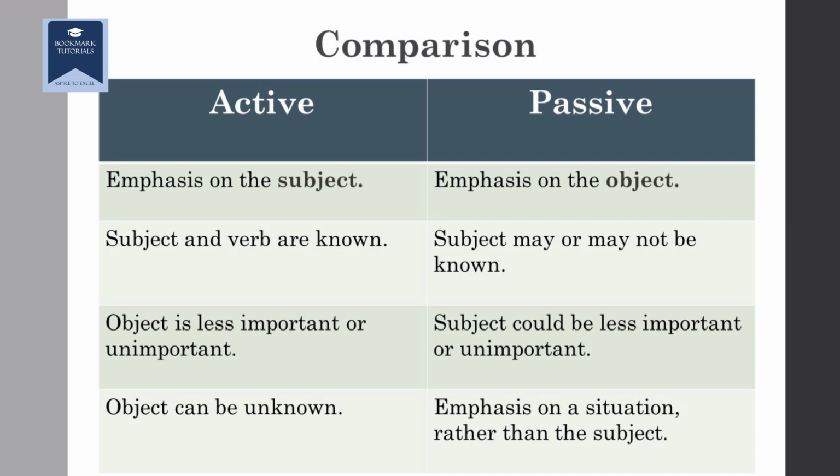For example, when we say Tom painted the entire house, which is in active voice, we are emphasizing the subject, which is Tom. But when we convert this sentence into passive voice, we say the entire house was painted by Tom. Here the focus is on the object, which is the entire house.